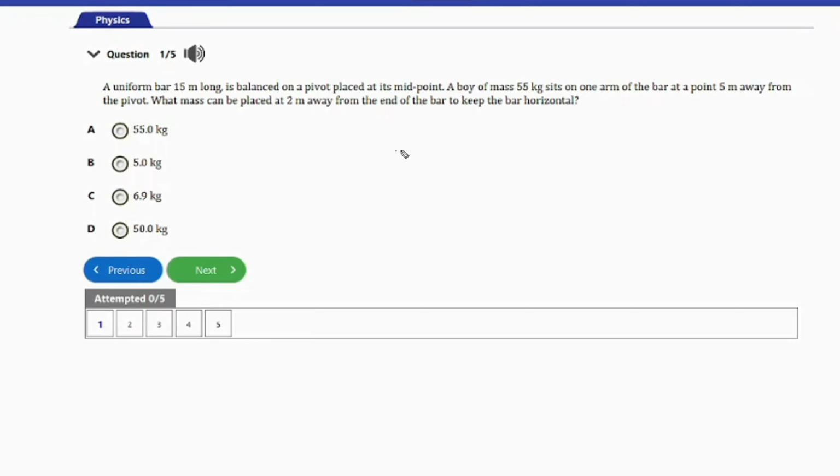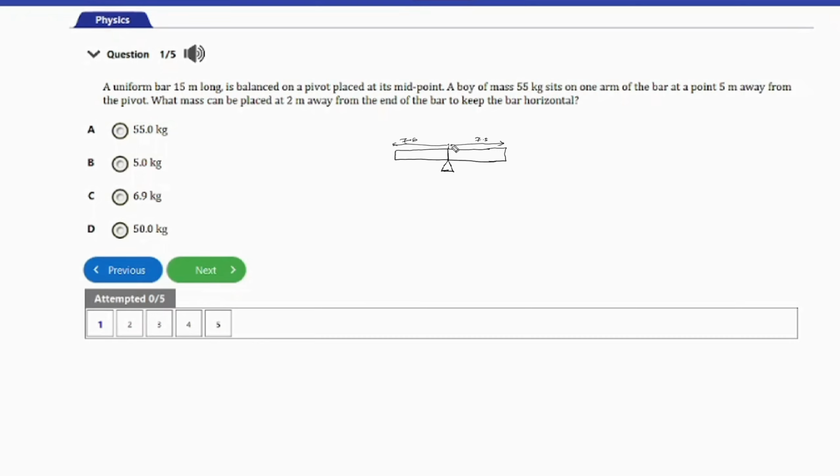So the first thing we are going to do here is to sketch out this diagram. Let's say the uniform bar is this way, and it's 15 meters long. If you place the pivot point at the midpoint, that's going to be 7.5 to the right and 7.5 to the left. But let's also recall that clockwise moment is equal to the anti-clockwise moment.